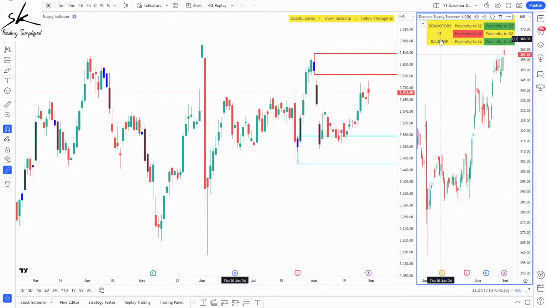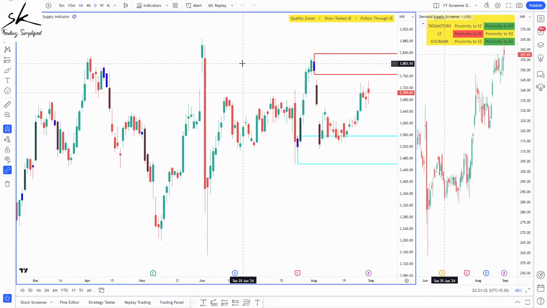Now you can see out of these 40 symbols, it is telling me that if you are interested in long trades, we only have 2 symbols which are closer to demand zones, and if you are interested in a short trade, we only have 1 symbol which is closer to a supply zone. So out of 40, I don't have to go through all 40 symbols because I know none of them are closer to demand or supply other than these 3.